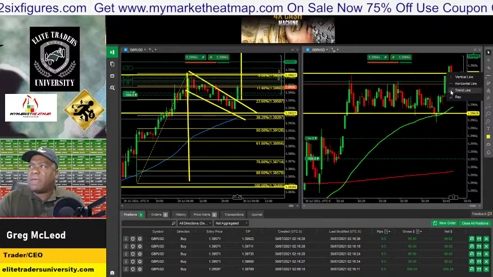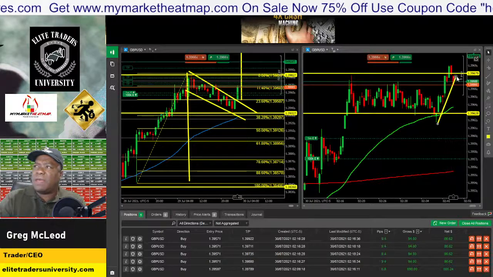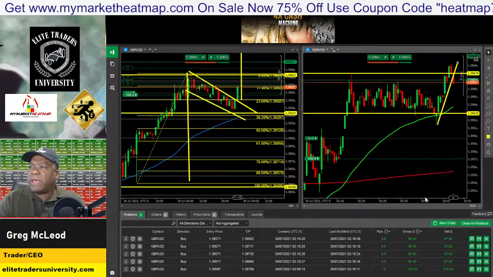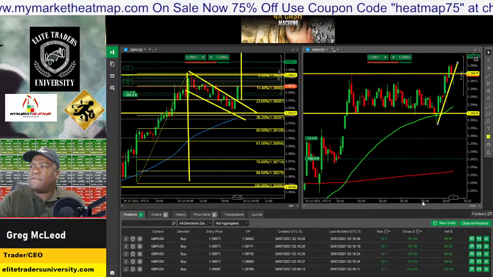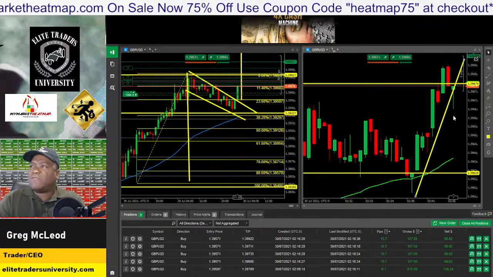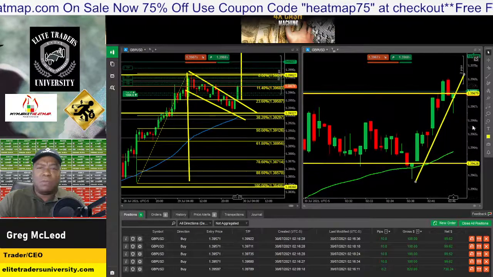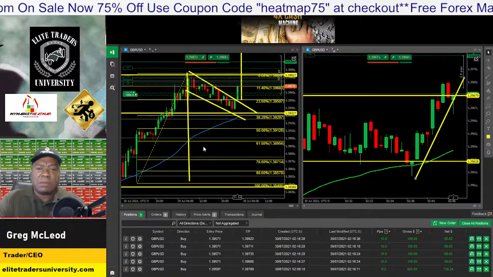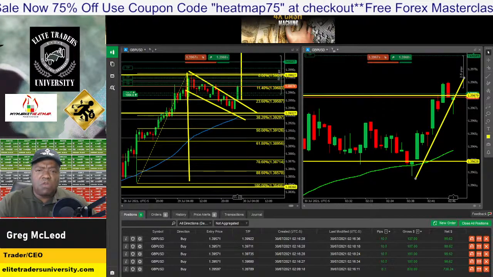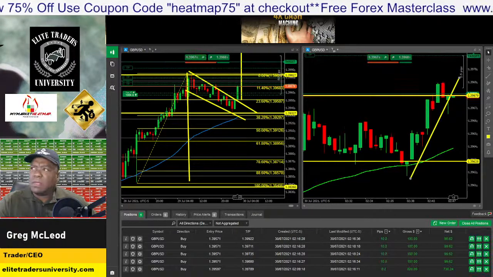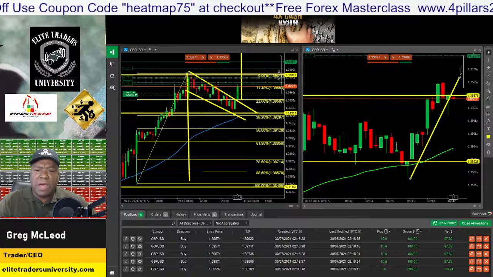I mean, we've probably got a rising trend line right there. And there we go. Maybe it's just a big move to the south side. Wicked wick. Okay. Let's see if we can make a new high.